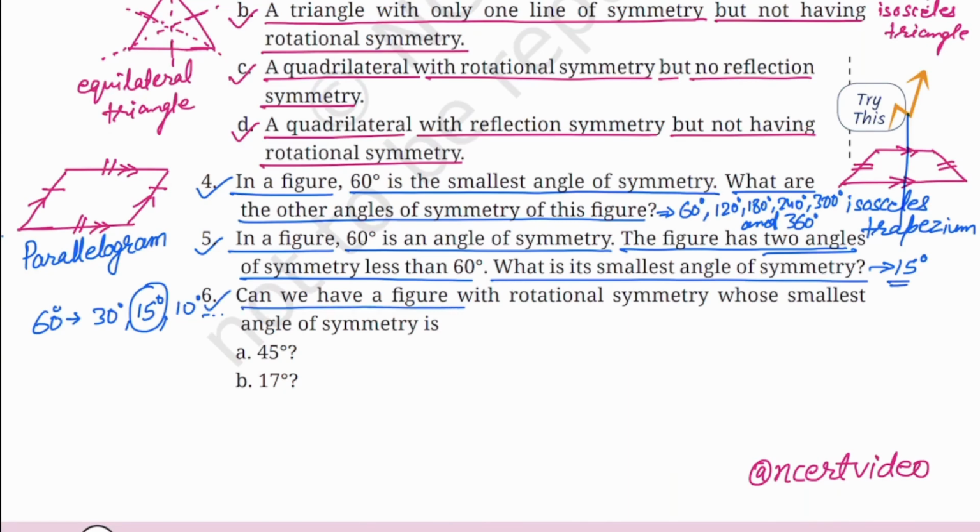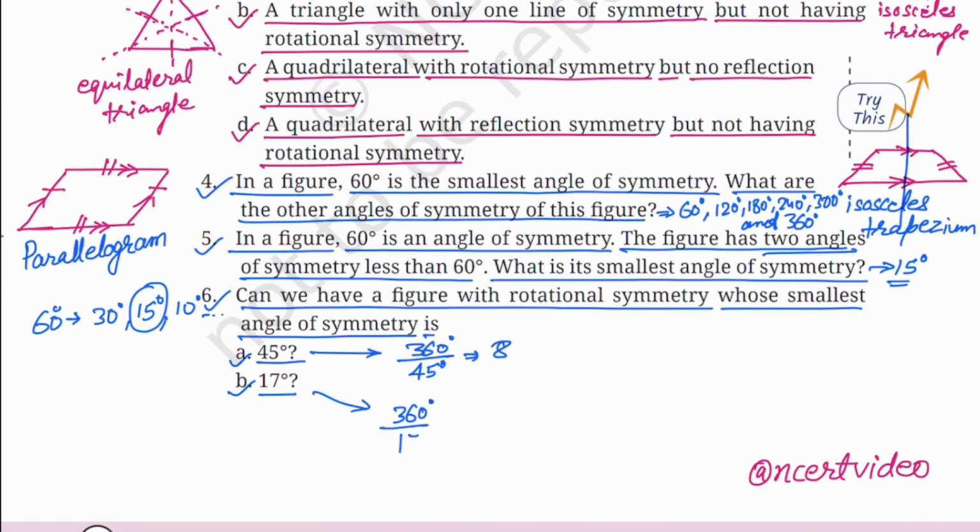6. Can we have a figure with rotational symmetry whose smallest angle of symmetry is A) 45 degrees, B) 17 degrees? This one is possible as 360 degrees is completely divisible by 45 degrees, but this is not possible as 360 degrees is not completely divisible by 17 degrees. For 45 degrees, yes, and for 17 degrees, no.